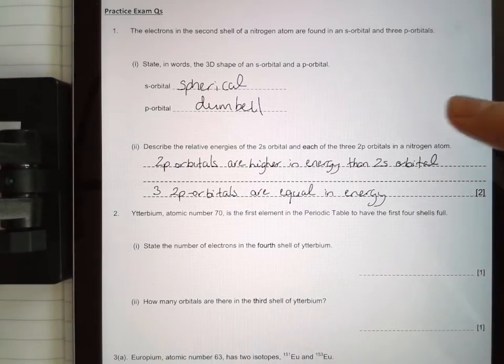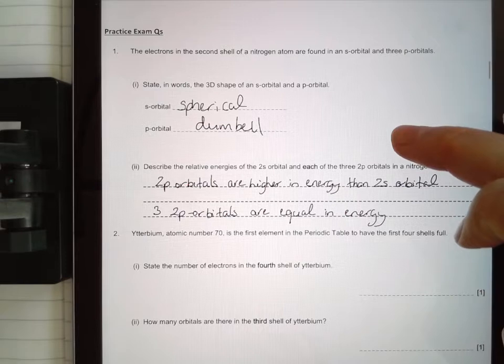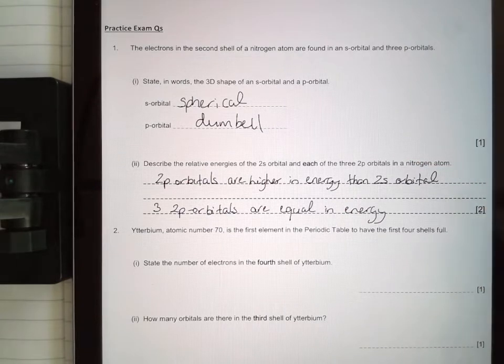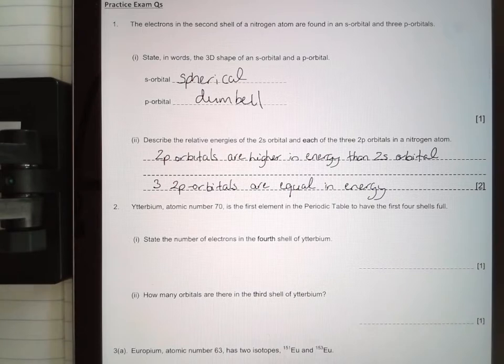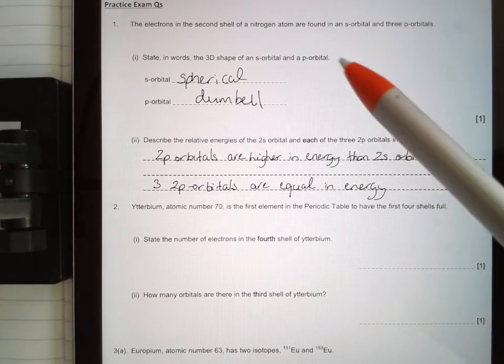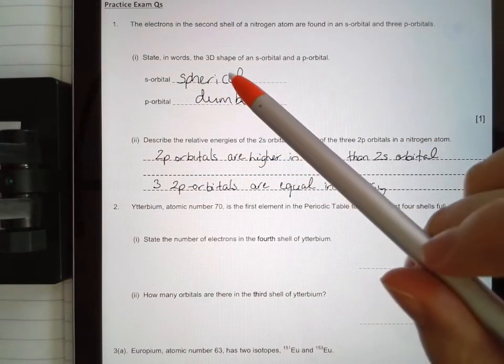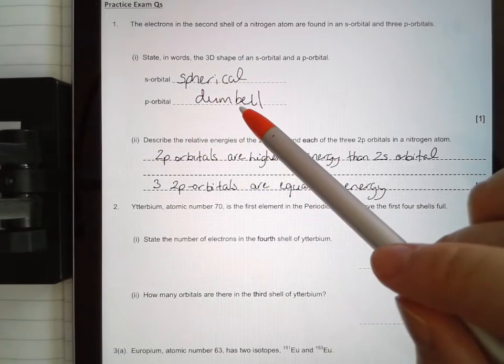This is the last video for 5.1 and I'm going to use it to go through the answers to the exam questions. The first question you're asked to state in words the 3D shape of an s orbital and p orbital. So s orbital you're going to write spherical, p orbital you're going to write dumbbell.